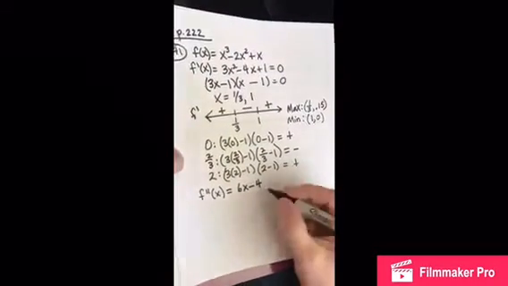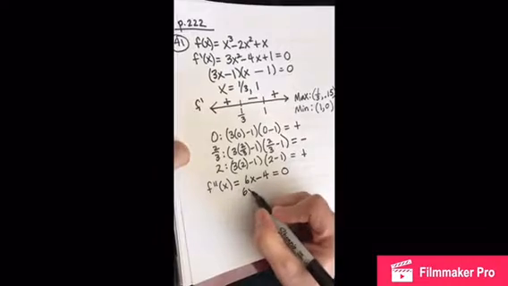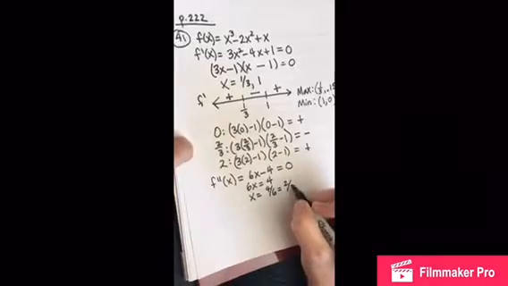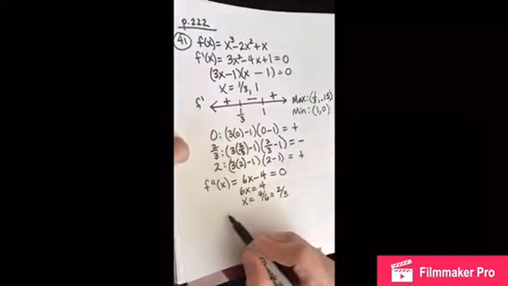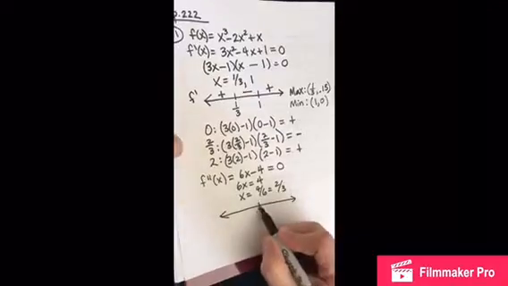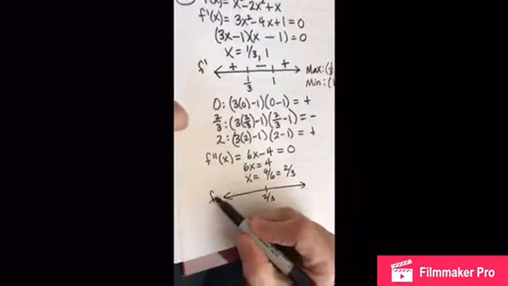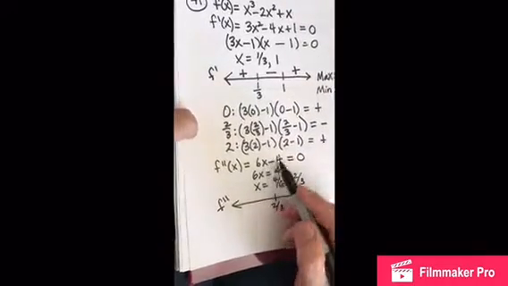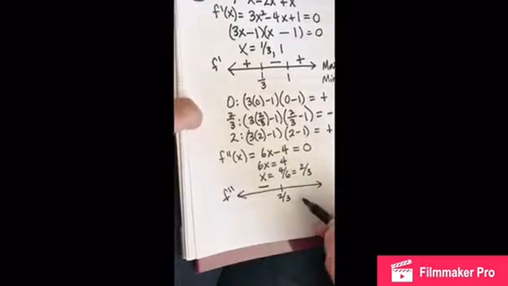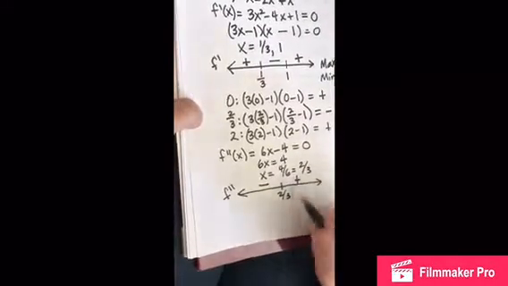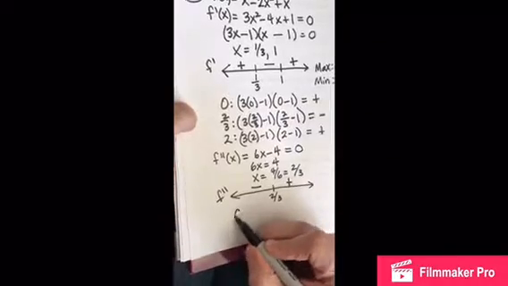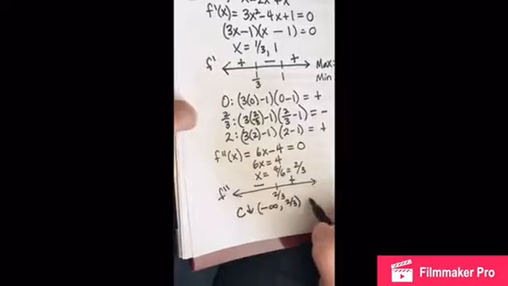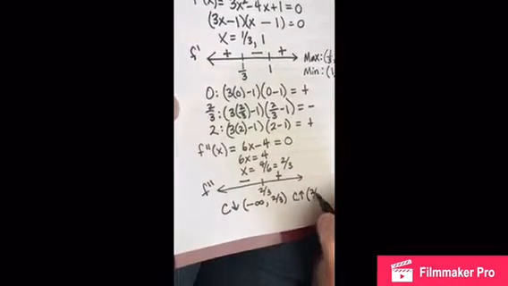Minus 4. Set it equal to 0, and we get 2/3. So that's our possible point of inflection. We put that 2/3 on the number line, putting it back in the second derivative, and we test. If we test a 0, that's going to be negative, and if we test something like a 1, that would be positive. So that means it's going to be concave down from negative infinity to 2/3, and concave up from 2/3 to infinity.